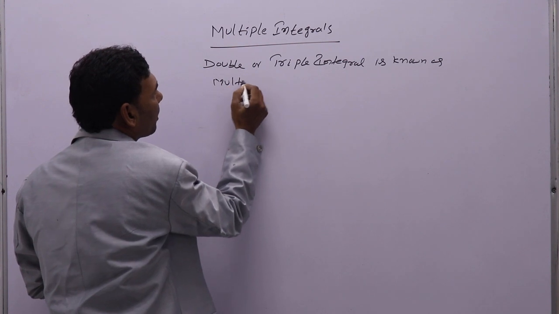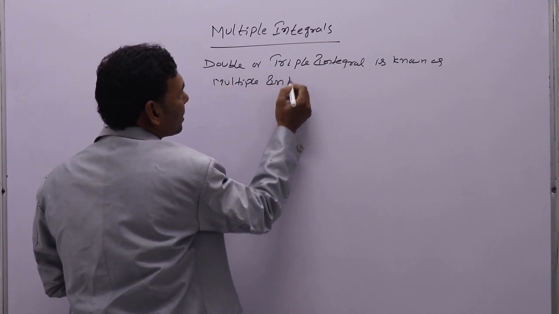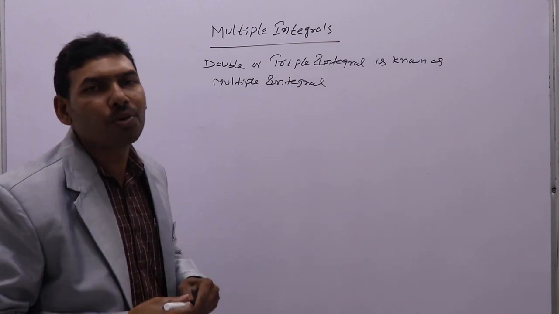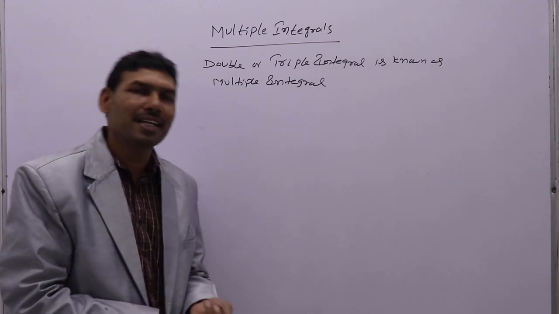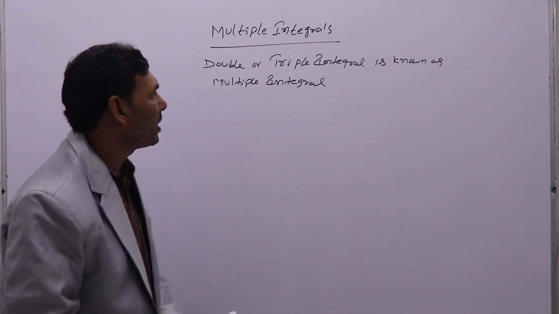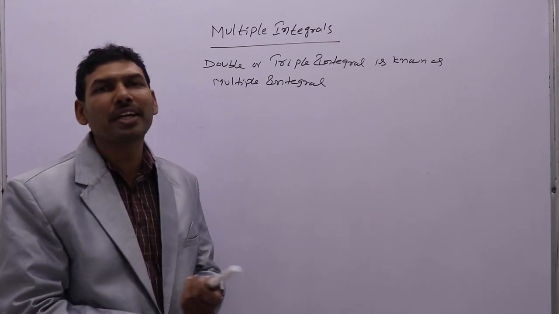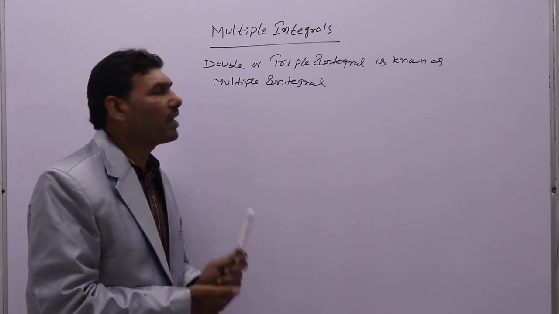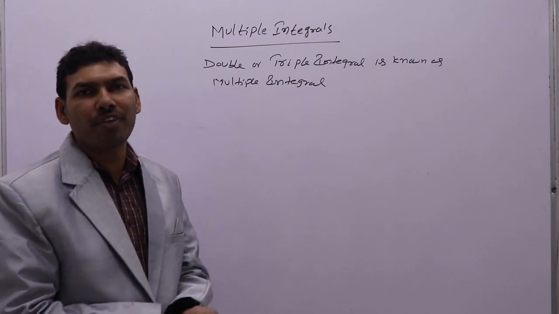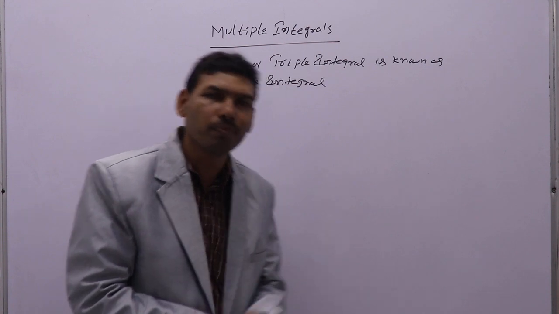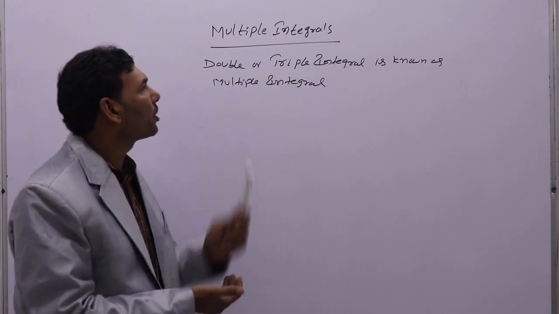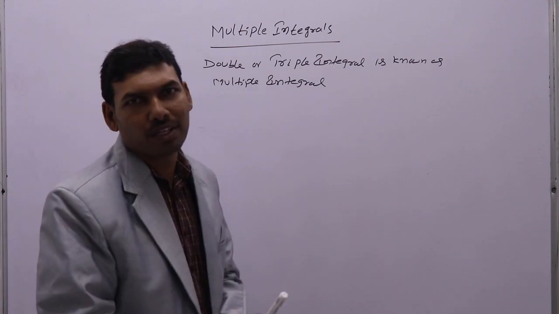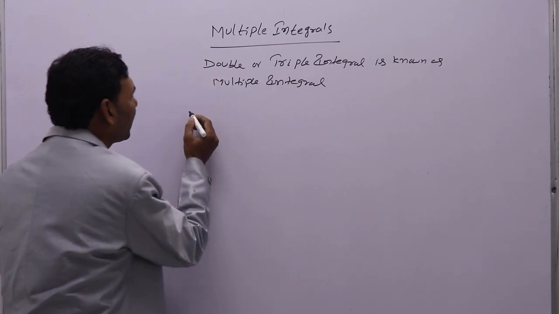So here we are going to discuss especially triple integrals. How to evaluate a triple integral? As I said earlier, an integral actually means the limit of a sum. Whenever you want to evaluate the volume of a three-dimensional figure like a cube, in that case we introduce the triple integral, as three dimensions x, y, z are there.